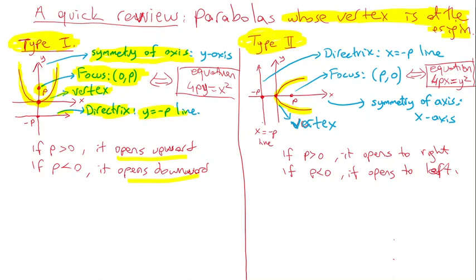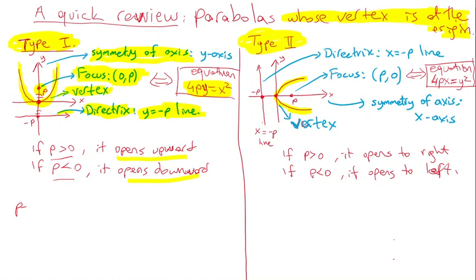This is the line y equals negative p. This is a horizontal line. And the important thing here is that the distance of the focus from the origin and the distance of the directrix from the origin are the same. So this is minus p, and this has to be minus p. And the equation here, this is one of the most important parts. The equation of such a parabola is in the form 4py equals x squared. And p can be 0, bigger than 0, or less than 0.